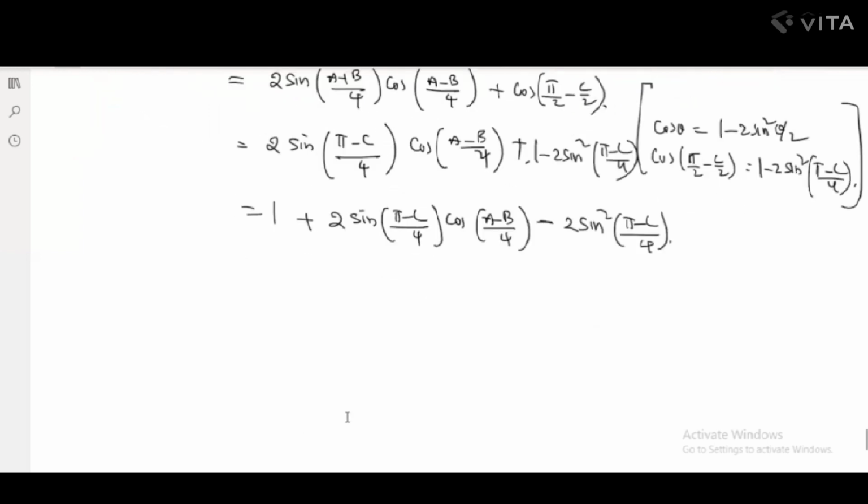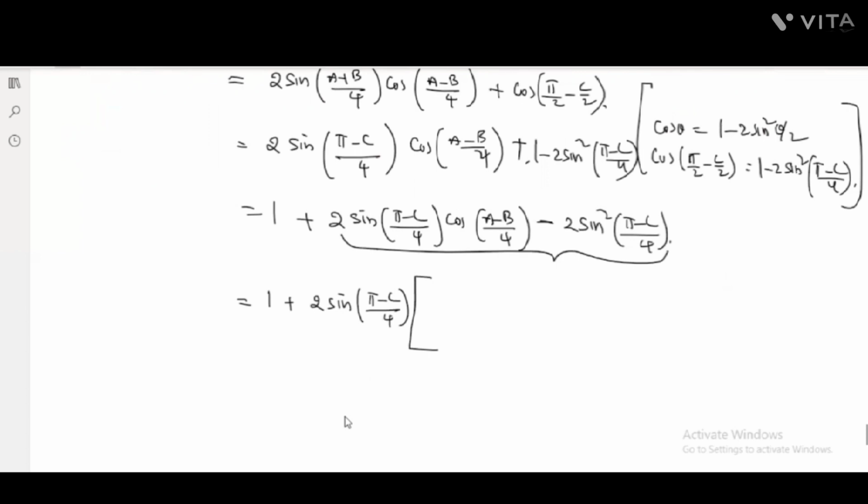So from the second and third term, from these two, I can take 2 sine pi minus c by 4 common. So 1 plus 2 sine pi minus c by 4 common. If I take this common, what I'll get is cos a minus b by 4 minus sine pi minus c by 4. This is what we'll get.